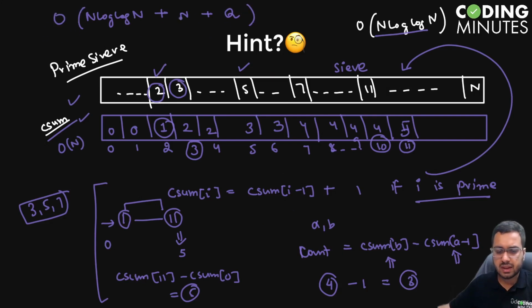So you can see this complexity will easily pass the 1 second limit, because n is of the order 10 power 6 and q is also of the order 10 power 6. And this value, log log of 10 power 6, would be very small, somewhere less than 5 or 6. So it's a very small number, and hence it would pass the 1 second time limit very easily.